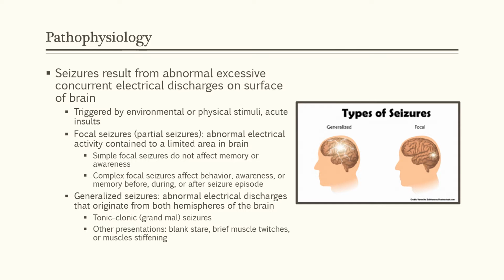In contrast, generalized seizures are caused by abnormal electrical discharges that originate from both hemispheres of the brain. When people think of seizure activity, most think of the dramatic tonic-clonic or grand mal seizure. Although this is an example of a generalized seizure, it is not the only presentation of generalized seizures. Generalized seizures may also manifest as a blank stare, brief muscle twitches, or muscle stiffening.